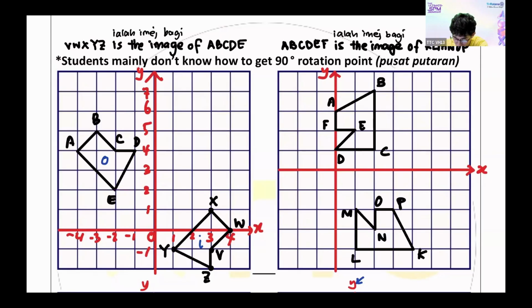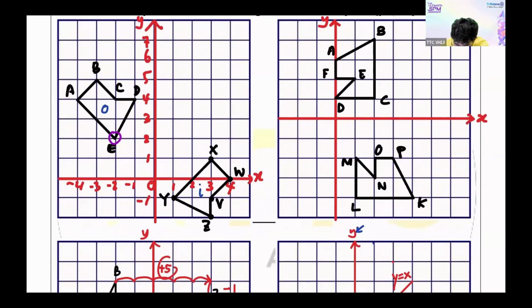Okay, the one. Okay, so I'll show it to you. See, this pointer, you're going to connect to which one? You're going to connect E to Y. So, connect.